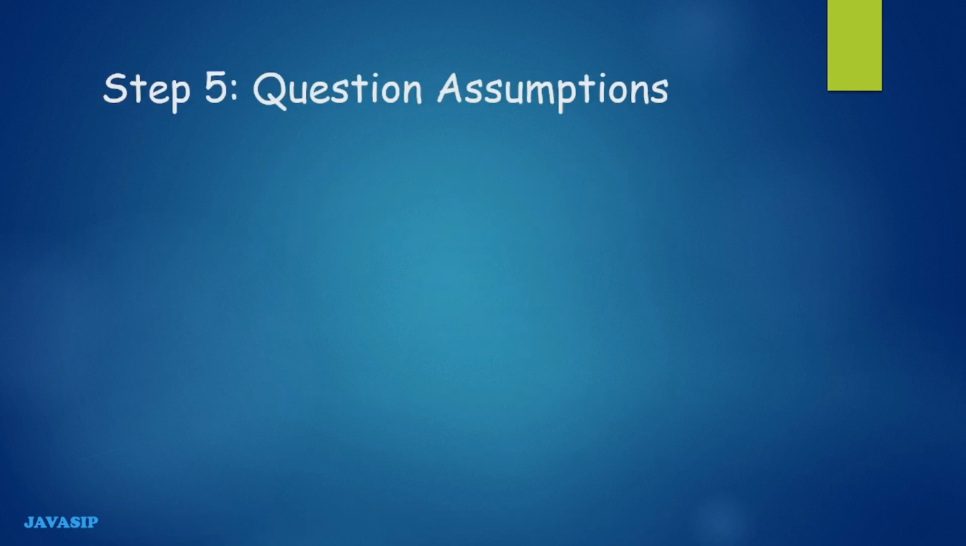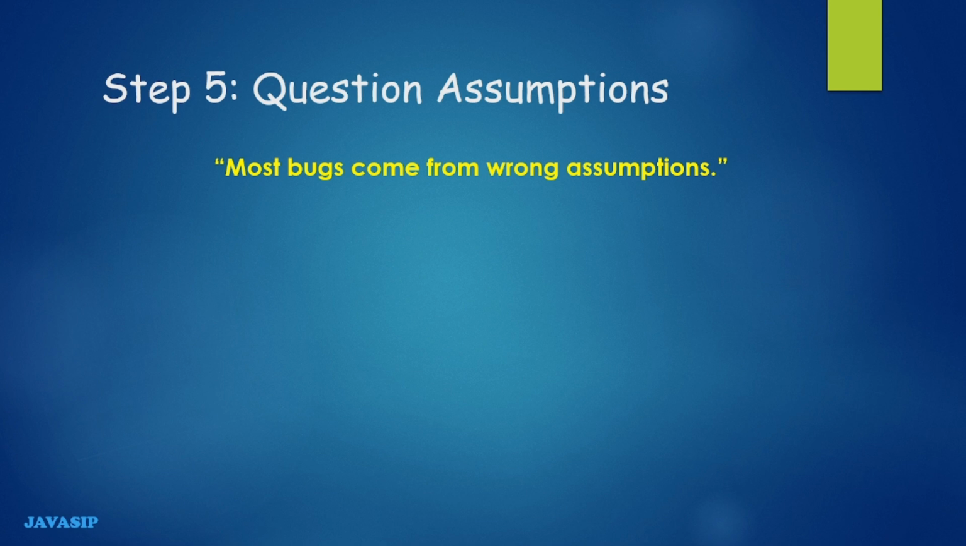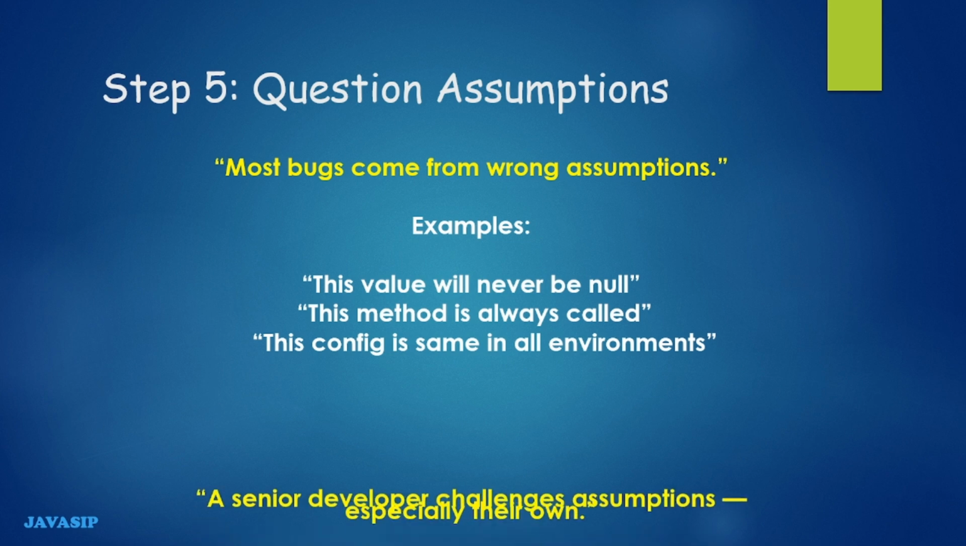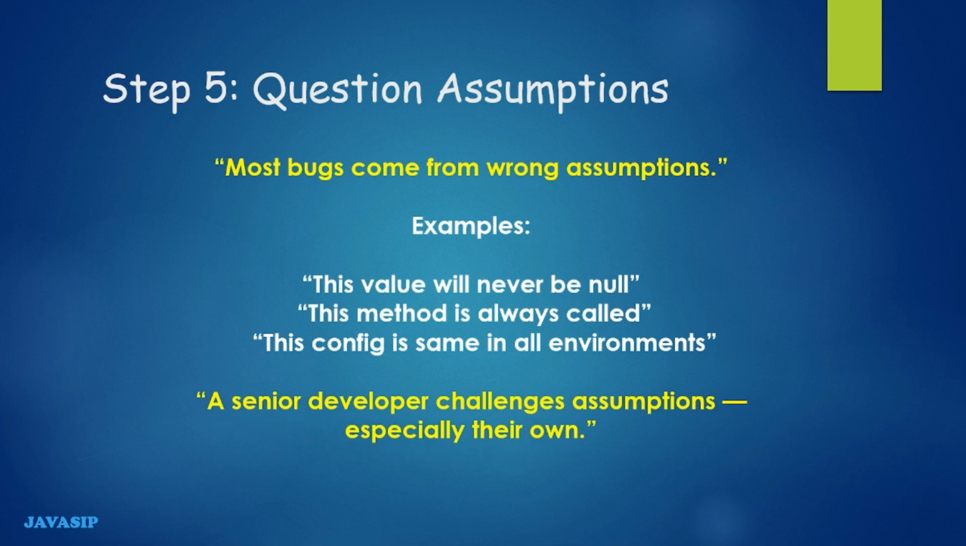The next step is question your assumptions. Most of the bugs come from wrong assumptions. Assumptions like this value will never be null, or this method is always getting called, or this config is the same in all the environments. A senior developer challenges assumptions for debugging purposes. They especially challenge their own assumptions. Like maybe this value is getting null, or maybe due to some validation this method is not getting called, or maybe there is some config change which is causing this issue.